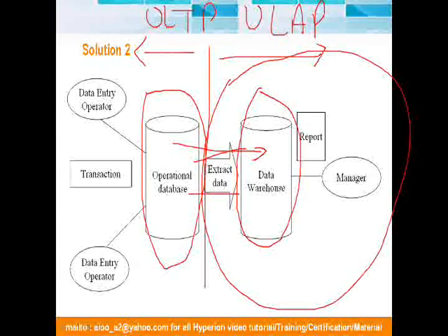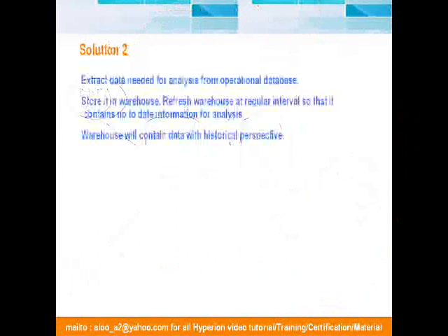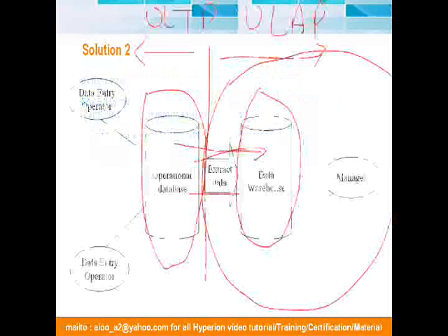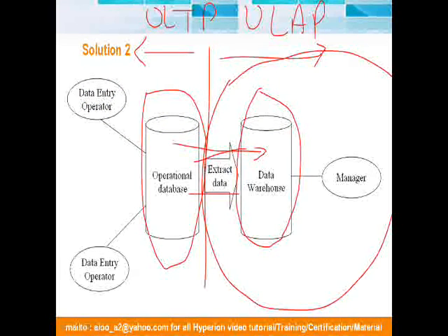So for this, two important points. First, extract the data needed for analysis. From operational sources, we need to create a different system for analysis purposes and store it in a warehouse. We store the extracted data in a warehouse, and this data gets refreshed, meaning the data comes from the operational system.